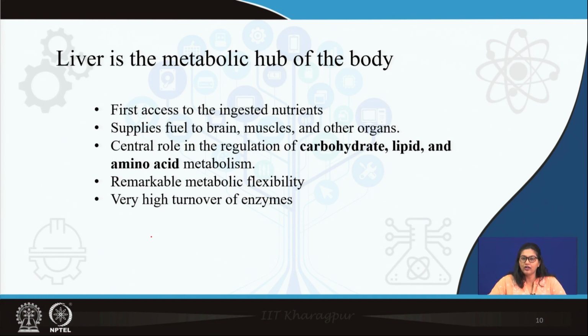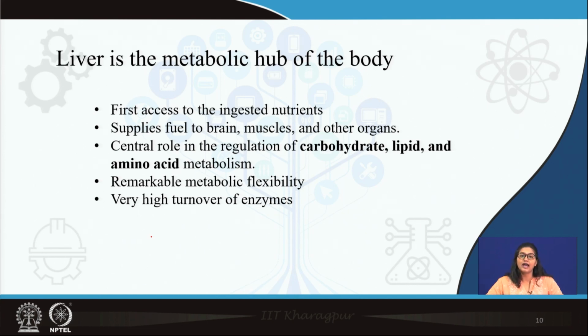As I told you already, liver is the metabolic hub of our body, because liver gets the first access to the ingested nutrients. The portal vein is the connection from the GI tract. Via portal vein, nutrients come to circulation first to liver, and then liver decides their distribution. So, that is the supply of fuel to brain, muscle and all the other organs, and definitely all this metabolism, carbohydrate, lipid, amino acids, is centrally regulated in liver.